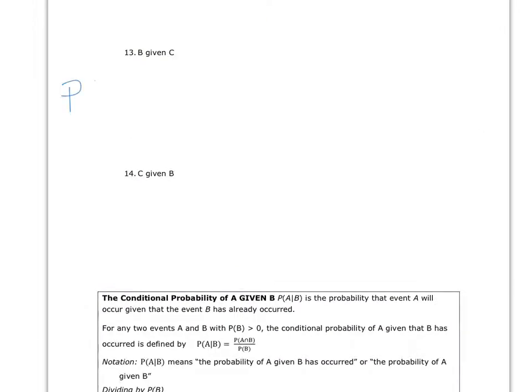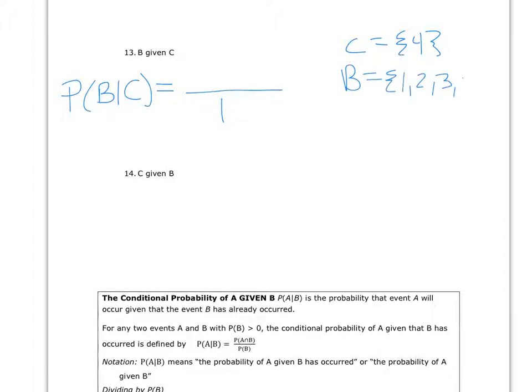So we got the probability of B given C. So we're assuming that C has occurred, and if we remember what that event C is, it is that one outcome of 4. So the denominator is just 1. It gets shrunk down to 1 outcome. B is 1, 2, 3, 4. So if we look at the AND event between those, right, it's just the 4. So we get 1 over 1. So probability of B given C is 100%. So if C has occurred, then B will occur with 100% probability.